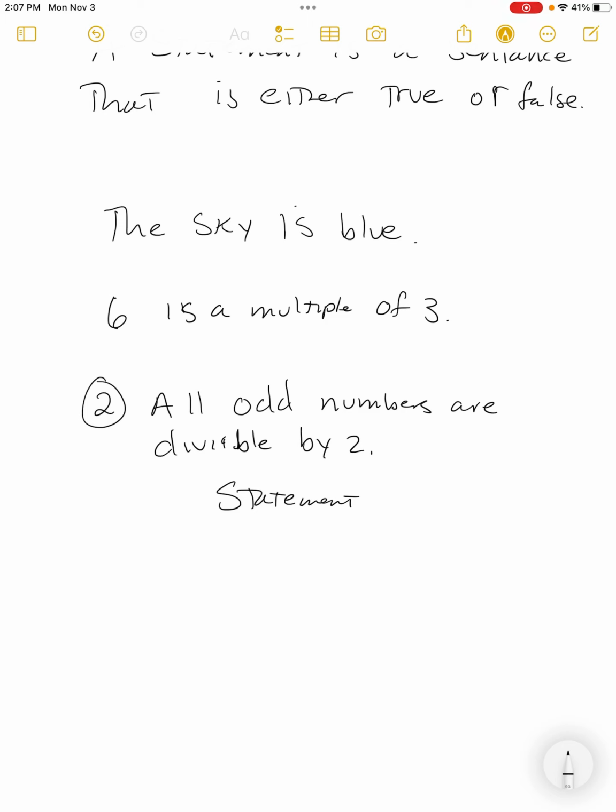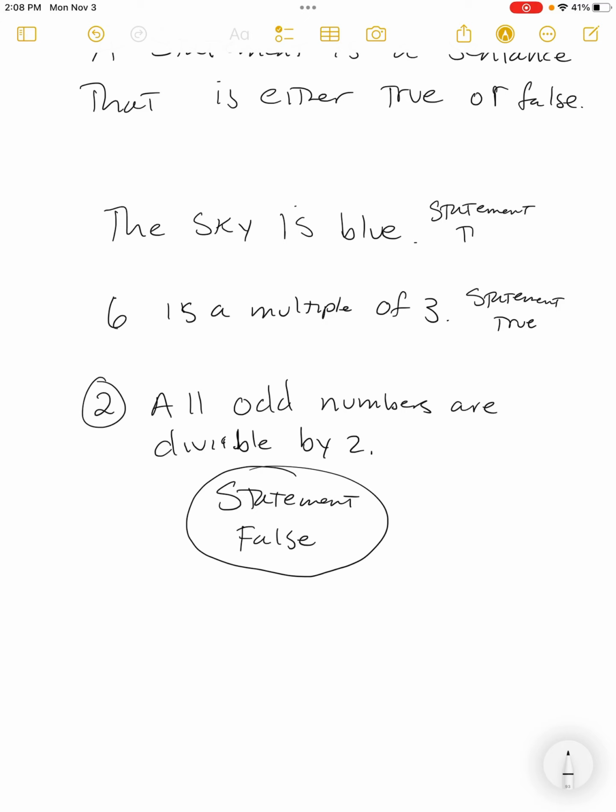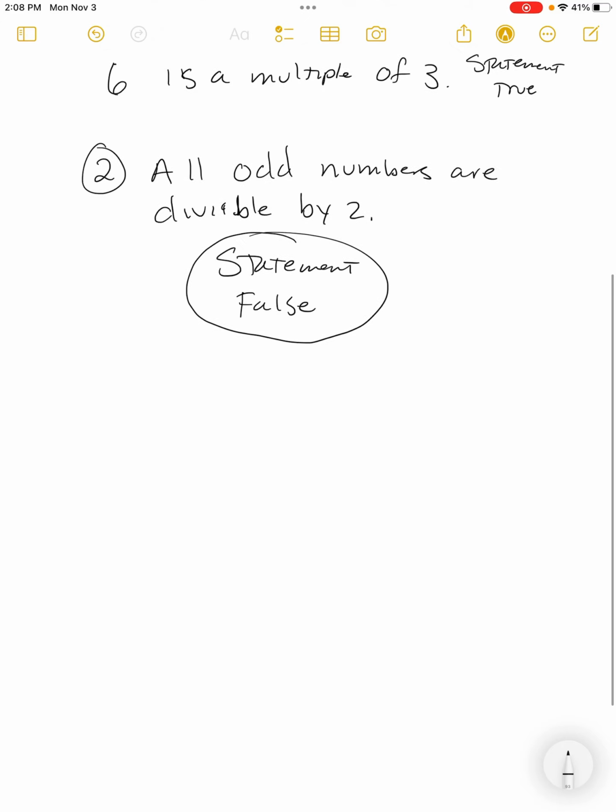You are being asked to determine whether they are true or false. So this is a statement: all odd numbers are divisible by 2. Is that true or false? That's false. Numbers like 3, 5, and 7 are not divisible by 2. All even numbers are divisible by 2, but all odd numbers are not. So that statement is false. But in particular, it's a statement and it's false. The one above that is a statement and it's true. And the sky is blue, that's a statement, and that is commonly believed to be true.